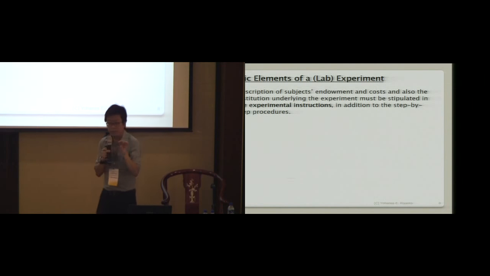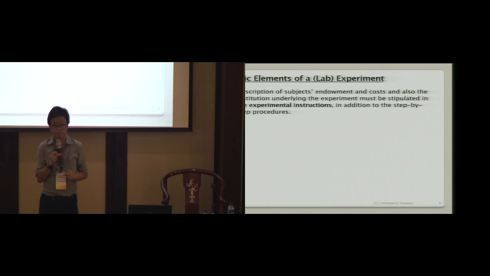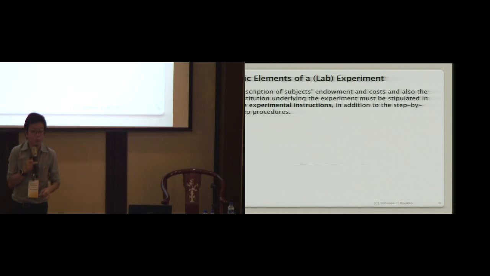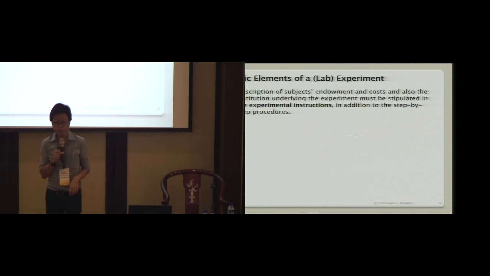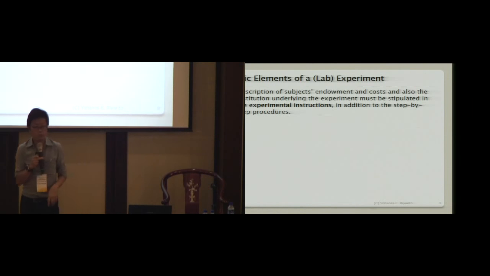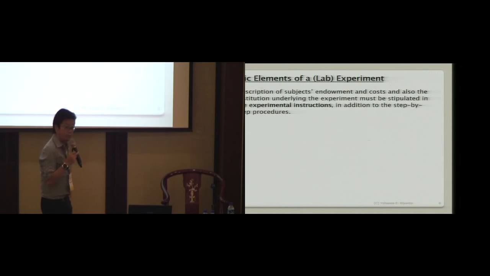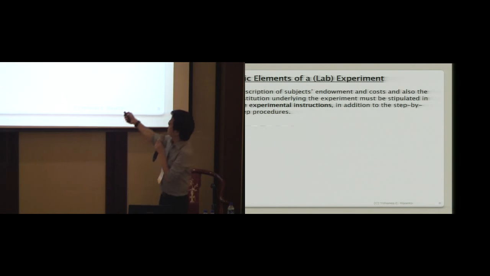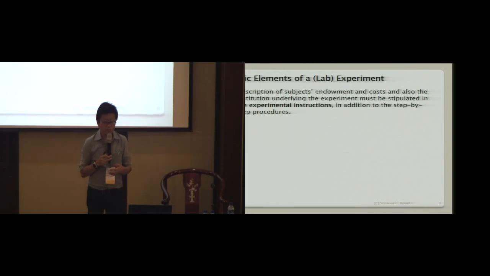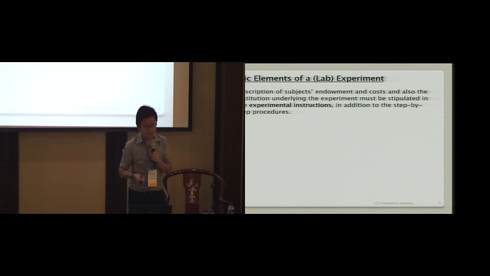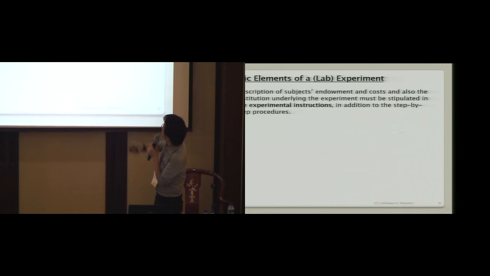So all of these details need numbers. So in experiments, what we do, we assign these values, endowments, to all of these participants. The cost to firms, for example, the value for the consumers, whatever the surplus they can get, and the amount of externality inflicted on the third party. So this is what I mean by all these details of endowment costs and also the institution underlying the experiment. So that's the market that we try to simulate in the experiment. So all of this have to be spelled out in the experimental instructions.